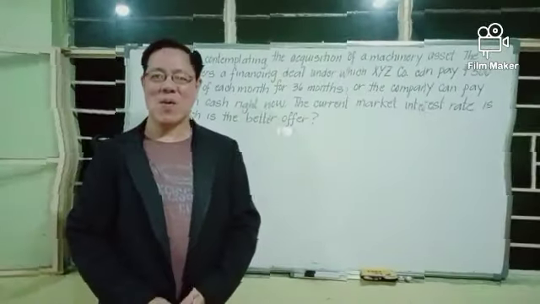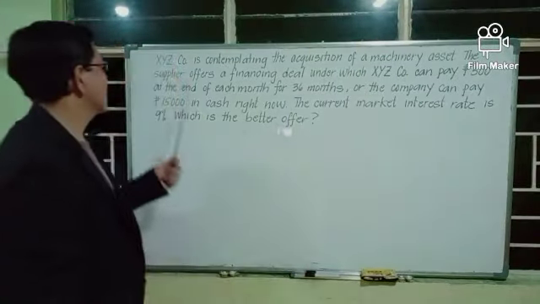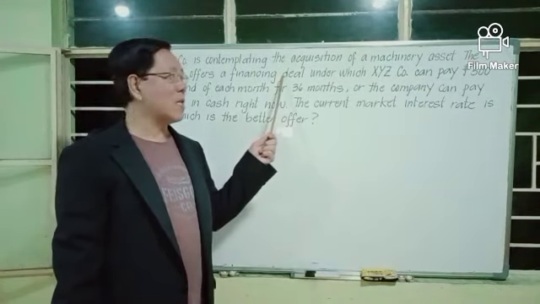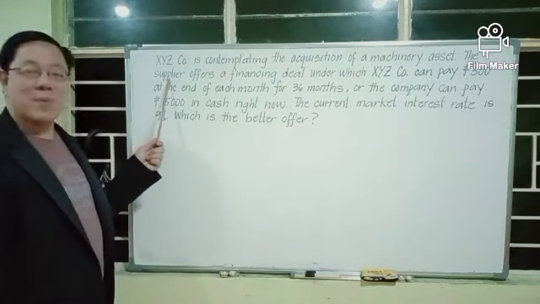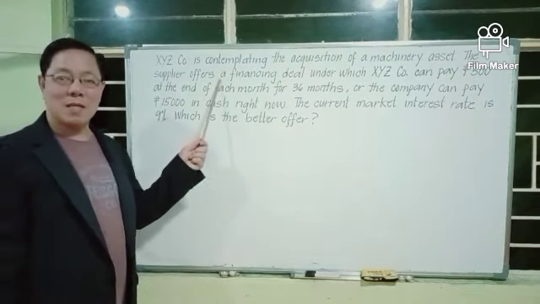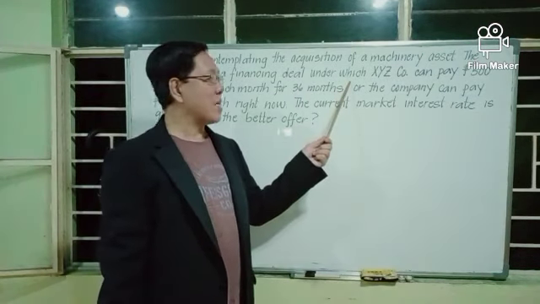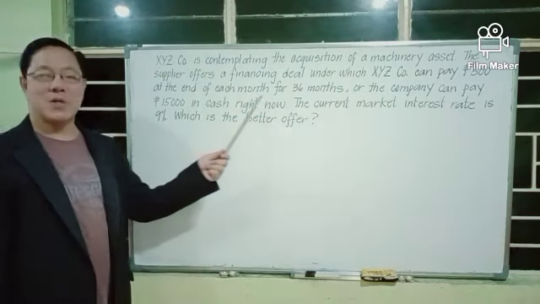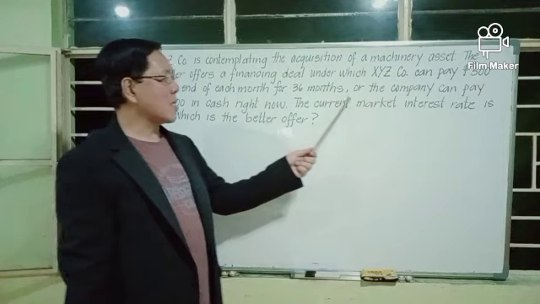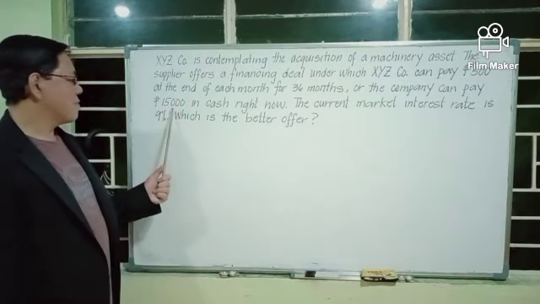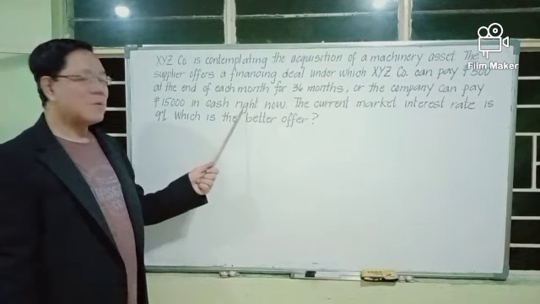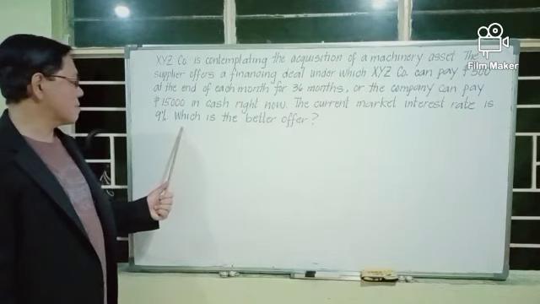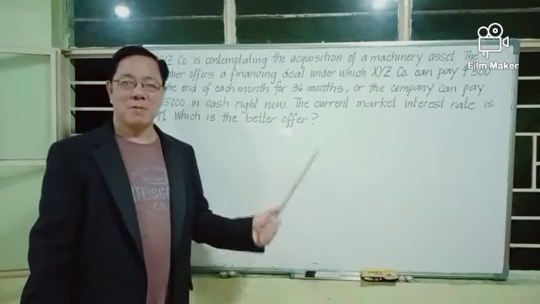For our third example, consider the following problem. XYZ company is contemplating the acquisition of a machinery asset. The supplier offers a financing bill under which XYZ company has to pay 500 pesos at the end of each month for 36 months, or the company can pay 15,000 pesos in cash right now. The current market interest is 5%. Which is the better offer?